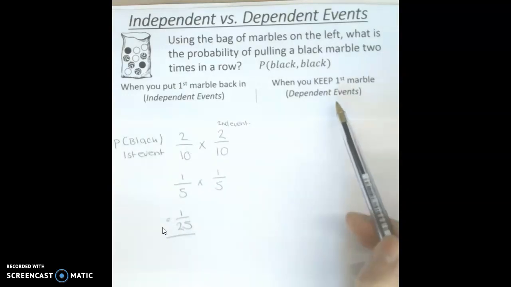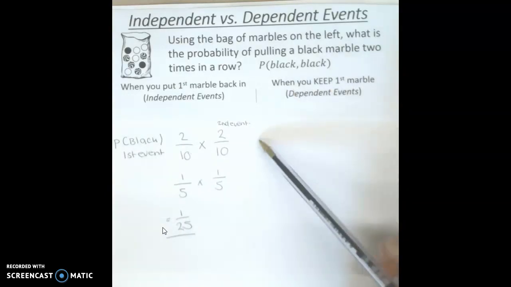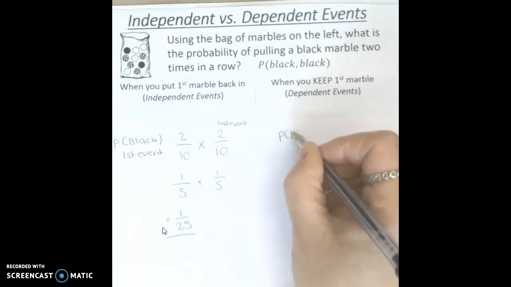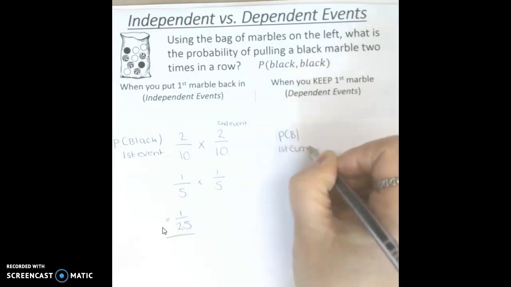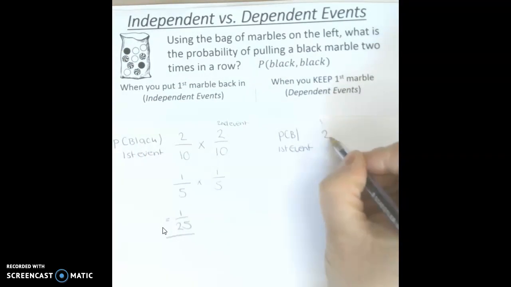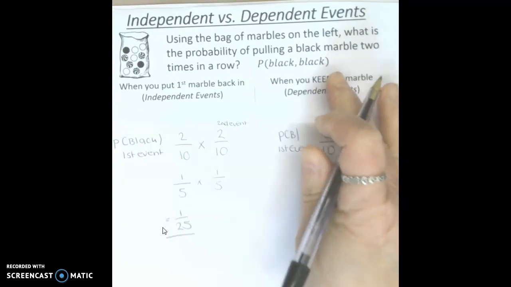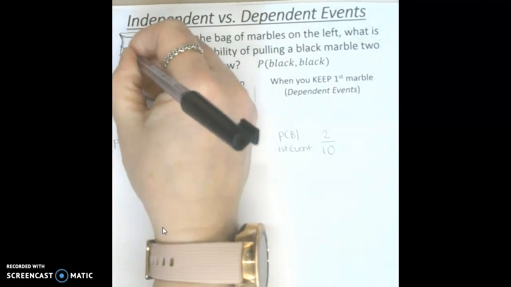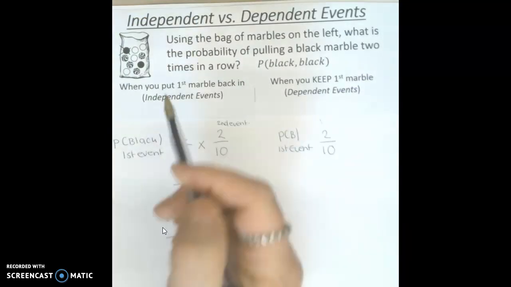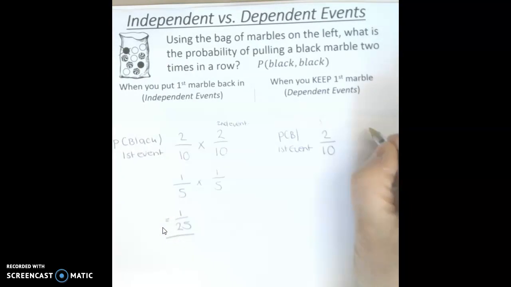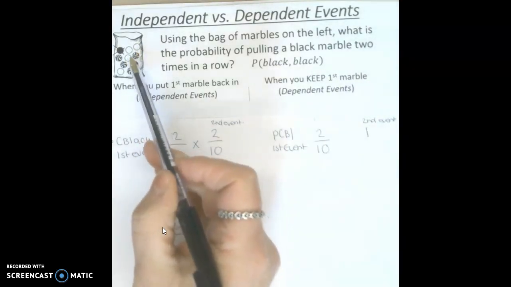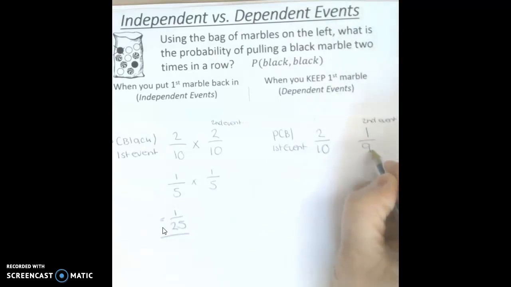Now the second question, this time is a dependent event. So we're going to pick out one black marble. So picking out one black marble is still 2 over 10. But now we're not going to put the marble back. We're going to keep it. So if I just cross one of these out. So now we only have one black marble in our bag. And we only have 1, 2, 3, 4, 5, 6, 7, 8, 9 marbles in our bag.